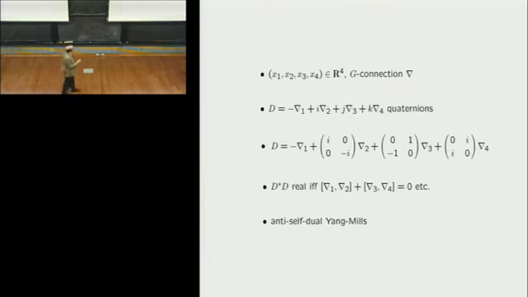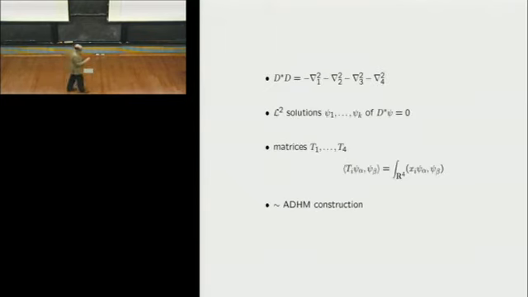But you can say that the anti-self-dual Yang-Mills equations are equivalent to saying that D star D is a real operator. So that's just equating to 0 the coefficients of i, j, and k when you write down D star D. So the anti-self-duality condition is equivalent to saying that this operator D star D is real. And what does it mean if you look at it? What it means is that it's actually not only real but positive.